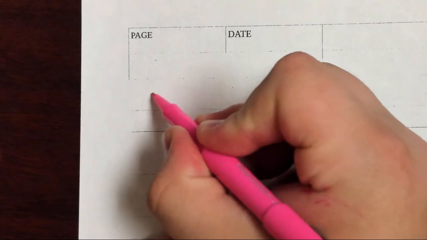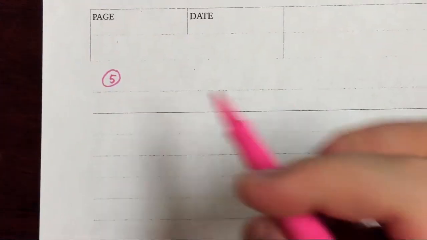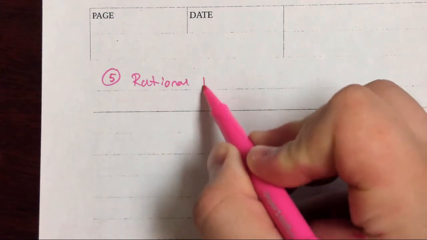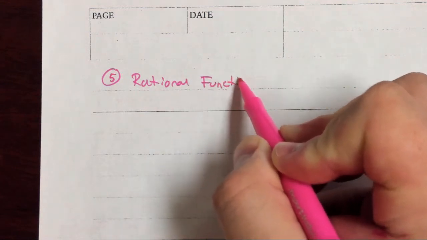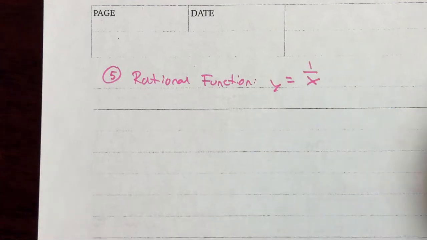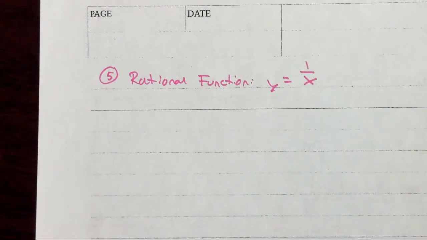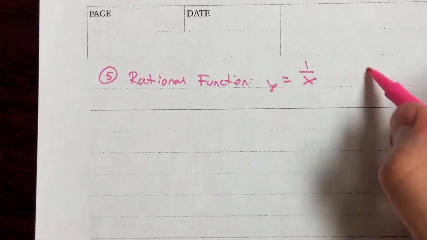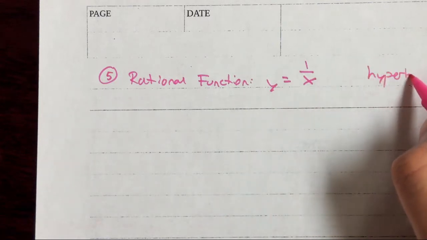So that's 4 of the parent functions. Here's another one. We kind of mentioned this one before, a rational function. Y equals 1 over x. I think we talked about that before when we talked about function notation. This is called a hyperbola graphically.